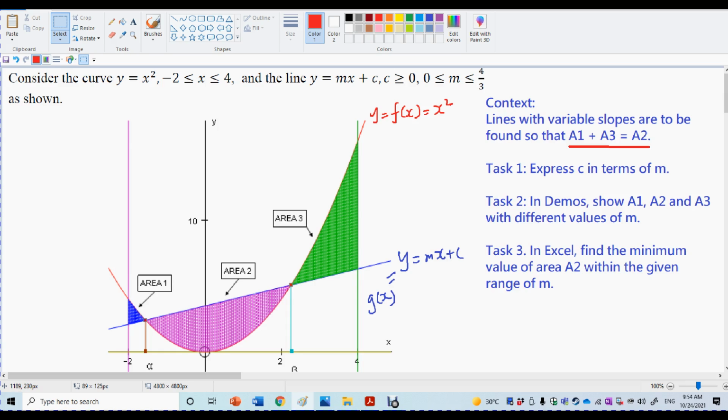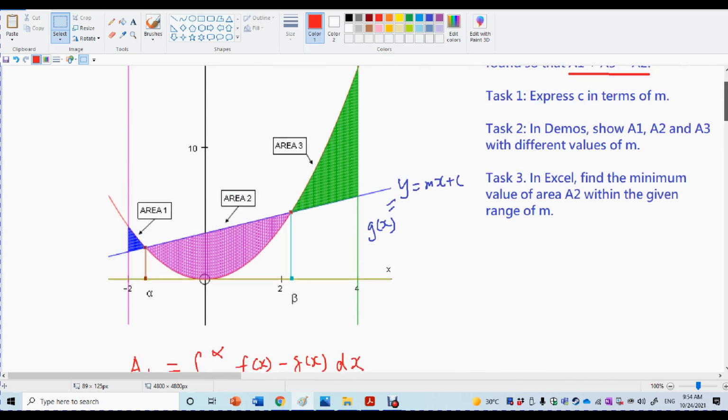So there are three tasks we need to do. The first one, you need to express c in terms of m. The second, we're going to use decimals to show how we can get these A1, A2, A3 with different m, without using hand calculation. And third, we try to find the minimum value of area A2 by using Excel. We're going to do our task 1 in this video.